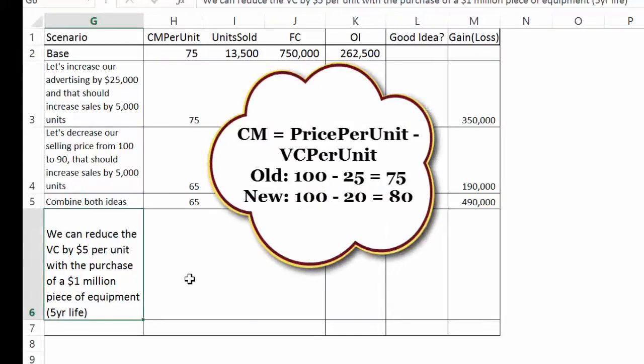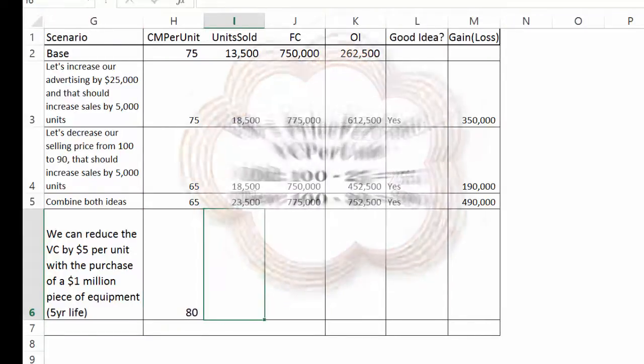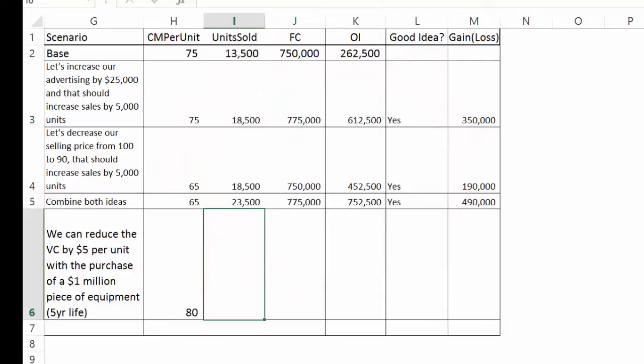If we're going to reduce the variable cost by $5 per unit, what does that do to our contribution margin? Well, the variable cost goes down $5. That means that our contribution margin goes up, so it'll go to 80. The number of units sold isn't going to be affected. We're not talking about changing the number of units sold here at all, so that'll still be 13,500.